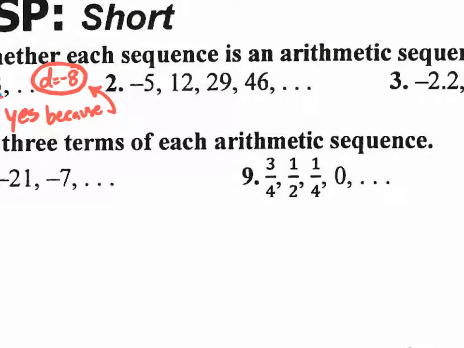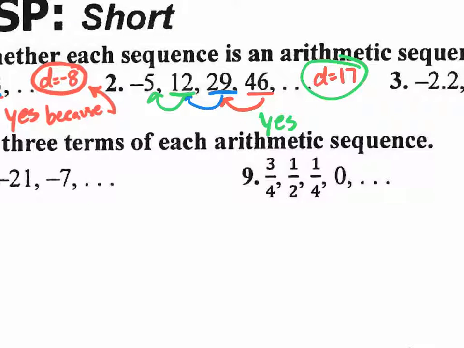Number two, again, with the calculator, go ahead and start subtracting. Say 46, take away 29. 46 take away 29 on a calculator is 17. So far it looks like our D is 17, but we need to make sure that it's common in all terms. So if I go 29 take away 12 on the calculator, I get 17 also, so that's working pretty good. And then if I go 12 take away -5, that becomes plus, and it's also 17. So there really is a common difference. So again, we would say yes, because there's a common difference of 17.